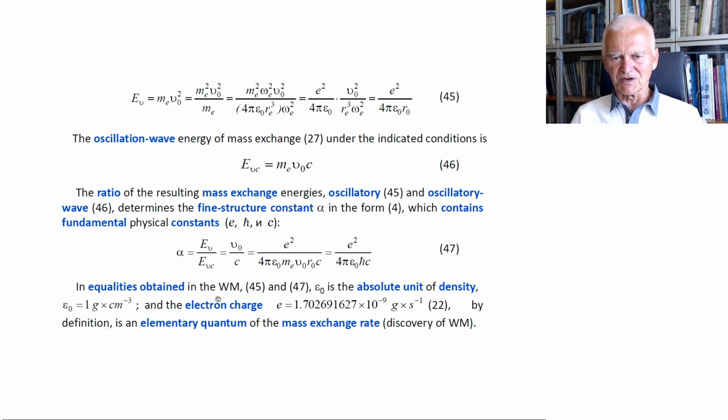But in the inequalities obtained in the wave model, epsilon 0 is the absolute unit of density, 1 gram per centimeter cubed, and the electron charge is equal to 1.7 multiplied by 10 to the power minus 9 gram per second, which is by definition the elementary quantum of the mass exchange rate, a discovery of the wave model.